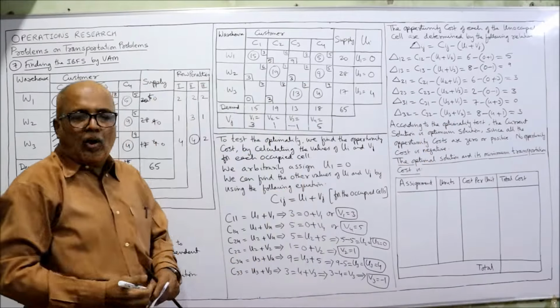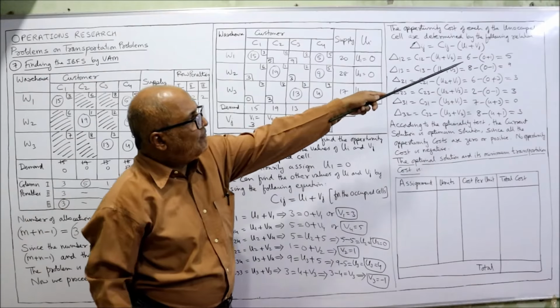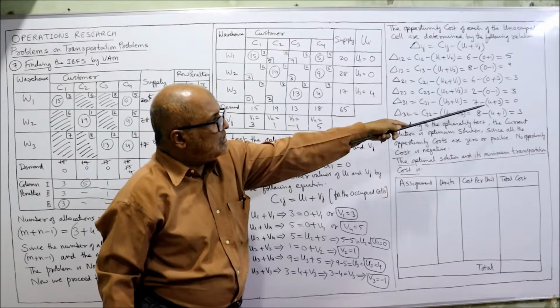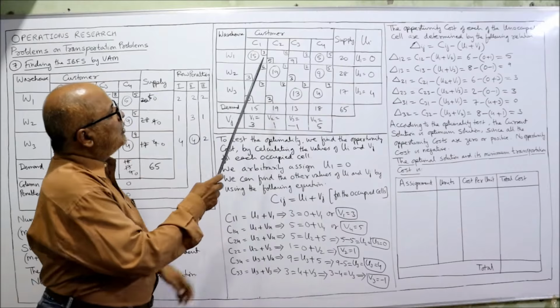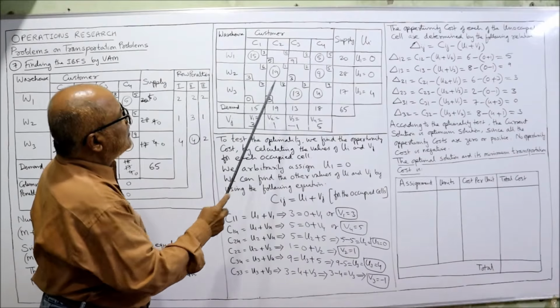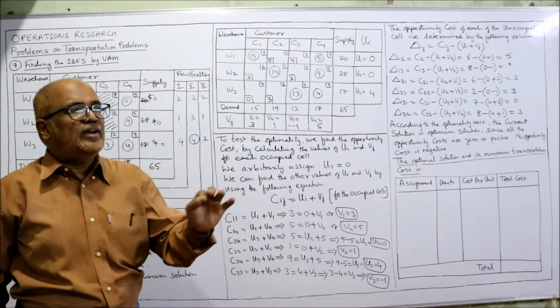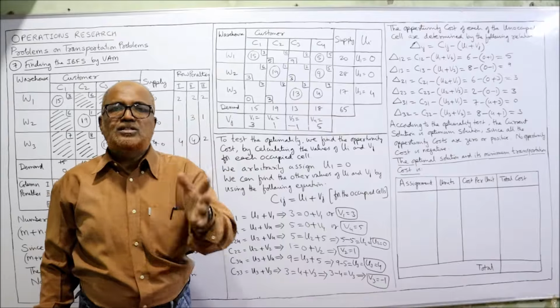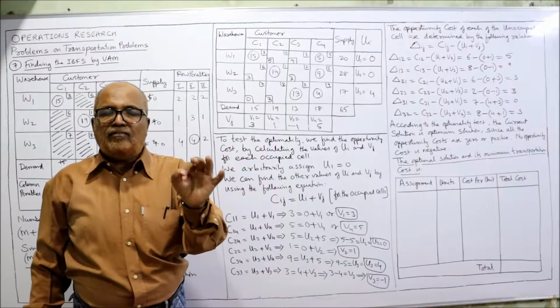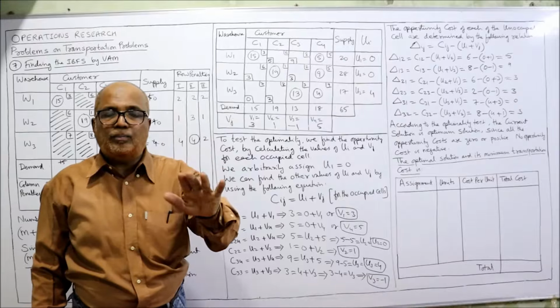Over. All the opportunity costs we have calculated. See here, opportunity costs are 5, 9, 3, 3, 0, 3. For unoccupied cells we have calculated opportunity cost. If all the opportunity costs are 0 or positive, then we reach the optimum solution. If any one of the opportunity costs is negative, then it is not optimum.